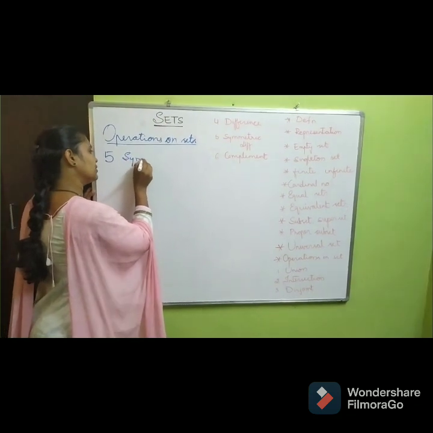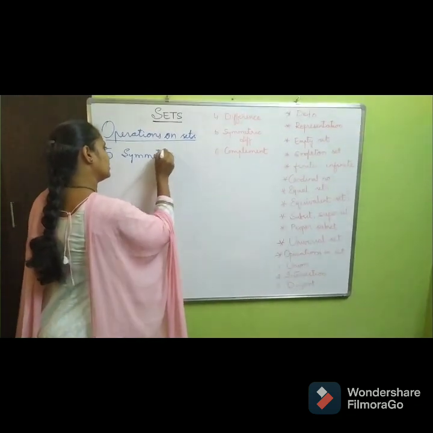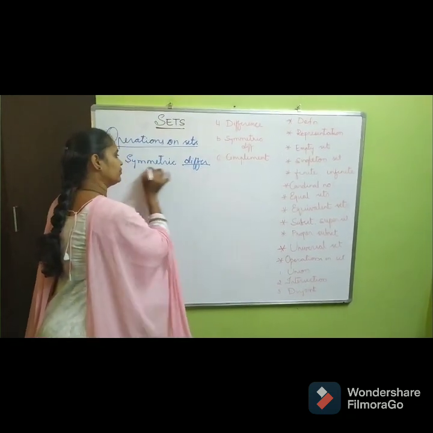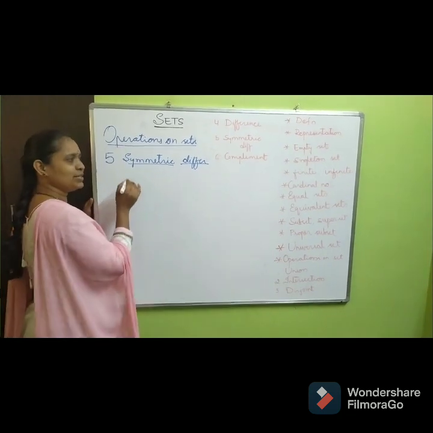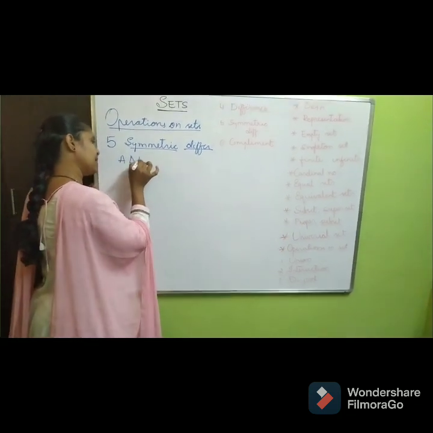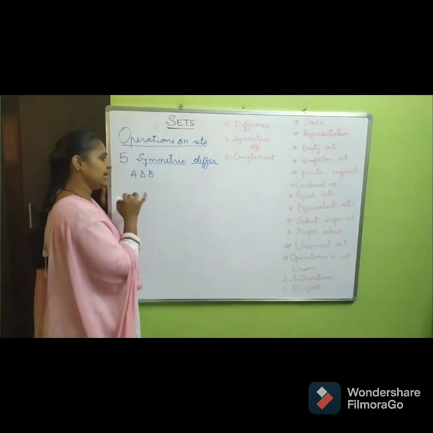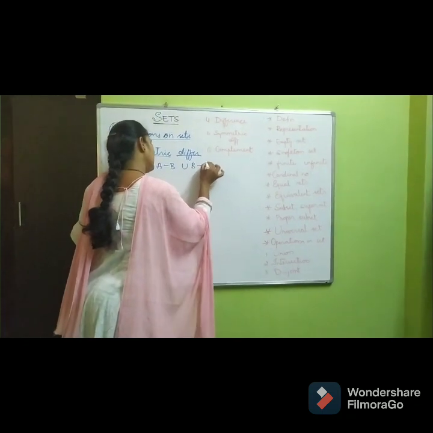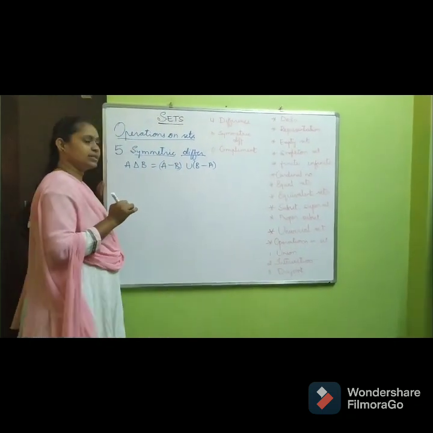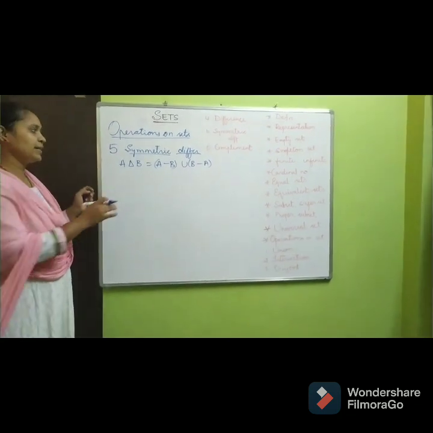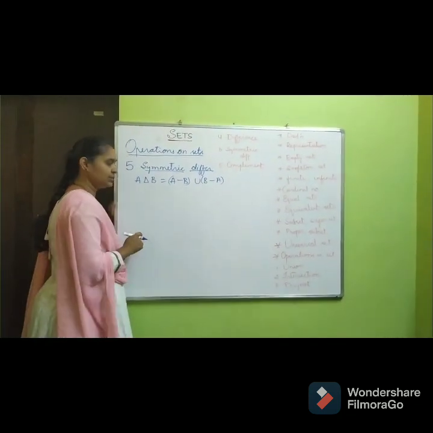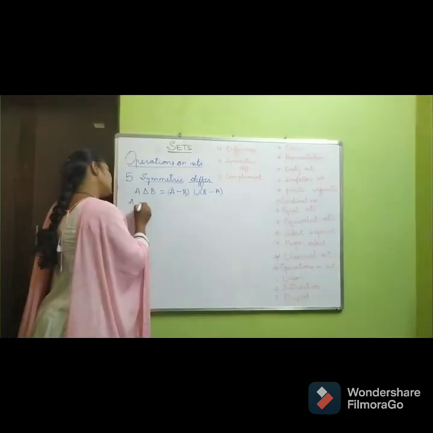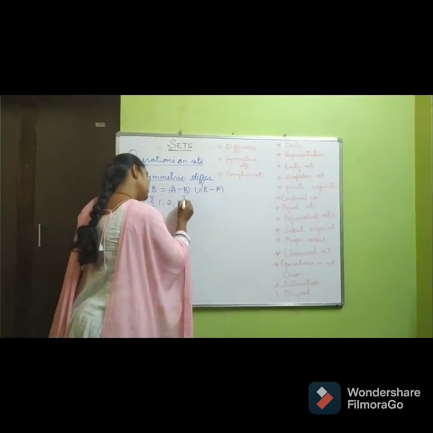Symmetric difference. What is this? Symmetric difference between A and B is defined as A minus B union B minus A. That is, you have to remove the common elements and write the rest. So, the same example.